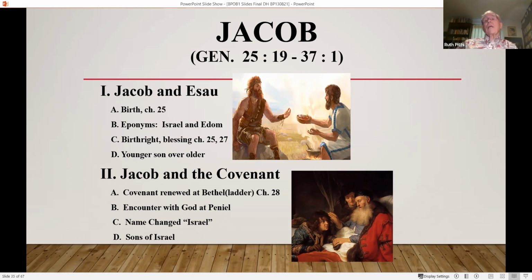After many years making his living there with Laban, his father-in-law and so forth, he returns to Israel and encounters God at Peniel. There the name is changed to Israel. So Jacob's name is changed to Israel after this encounter. And then you get the sons of Israel that are named, that are laid out, and those become the names, or eponyms, for the 12 tribes of Israel. All right, let's move on.